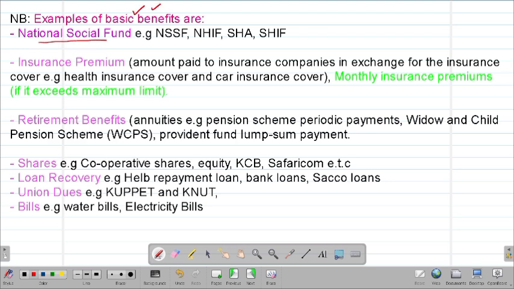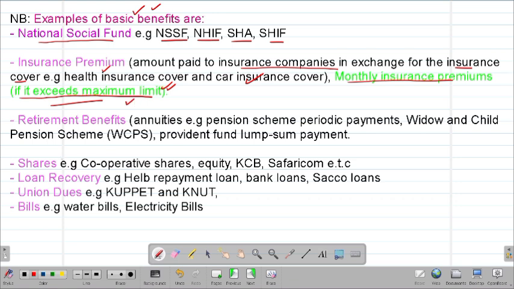One, we have the National Social Funds, e.g. we have the NSSF, we have the NHIF, we have the SHA, we also have the SHIF. Insurance premium is simply the amount paid to insurance companies in exchange for the insurance cover. A good example, we can have health insurance cover. We can also have the car insurance cover, such as the Madison, etc. Then the monthly insurance premium, if it exceeds a maximum limit, we'll look at an example involving a maximum limit, which is always given as, let's say, a percentage, maybe 10% or 15%. You'll understand this part better when we check at a practical example.